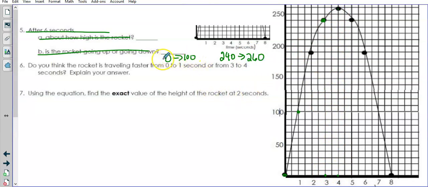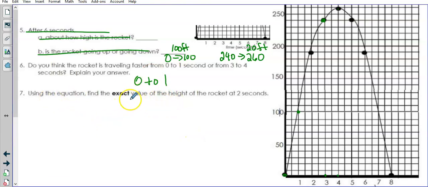Well, gosh, that's 100 inches or whatever. I don't know, 100 feet. Oh, I guess it would be feet because this is a rocket. So this is 100 feet, and this is only 20 feet. So do you think it's traveling faster from 0 to 1 second or from 3 to 4 seconds? I would say 0 to 1. It travels 100 feet. But this is a steeper movement though. So you can form your own opinion about that. You can let me know what you think.